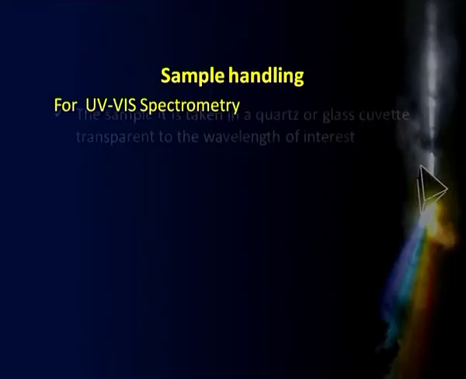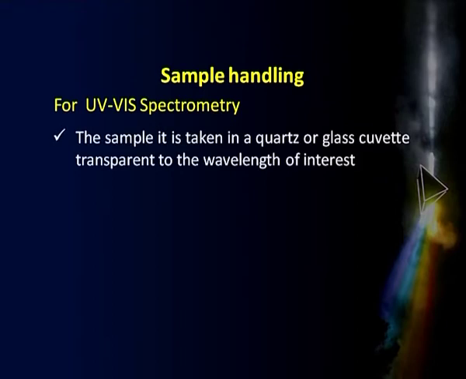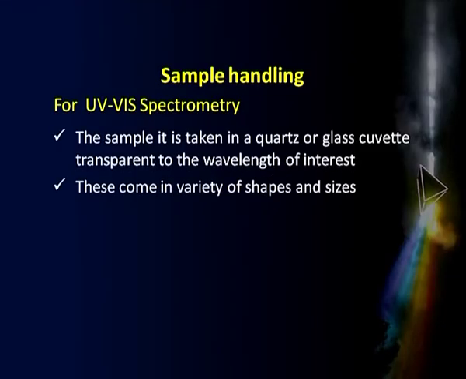As regards UV visible spectrometry, which is used most often because it is one of the common techniques, the sample is typically taken in a quartz or a glass cuvette which is transparent to the wavelength of interest. If I am talking about the UV range, quartz cuvettes are the most convenient, and these cuvettes come in a variety of shapes and sizes depending on the volume you want to use and what kind of container we have to keep there.